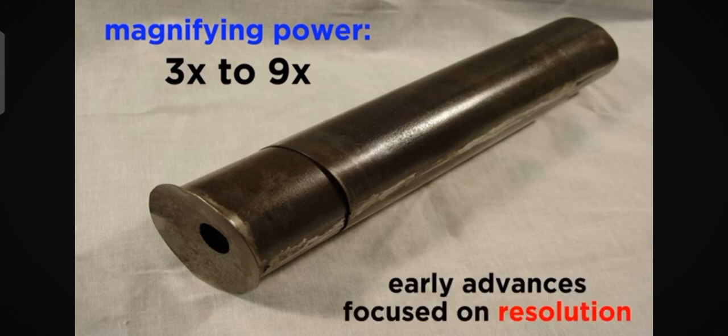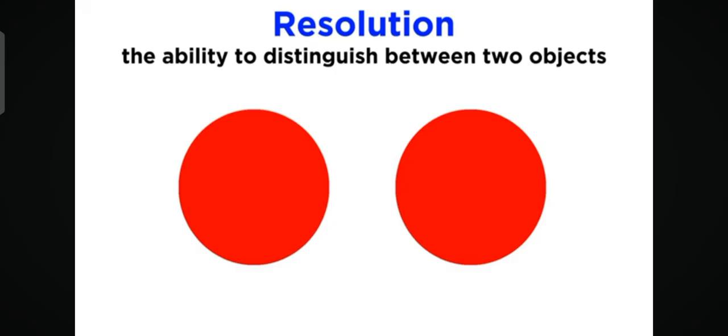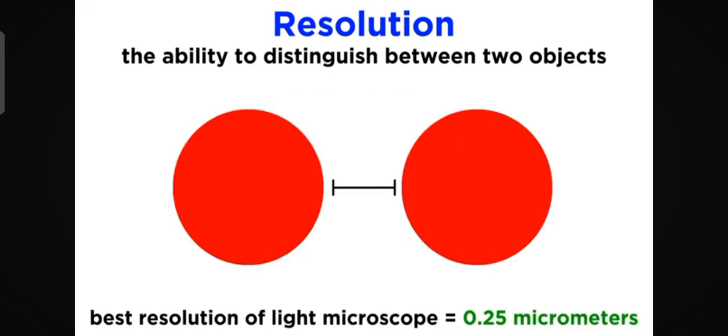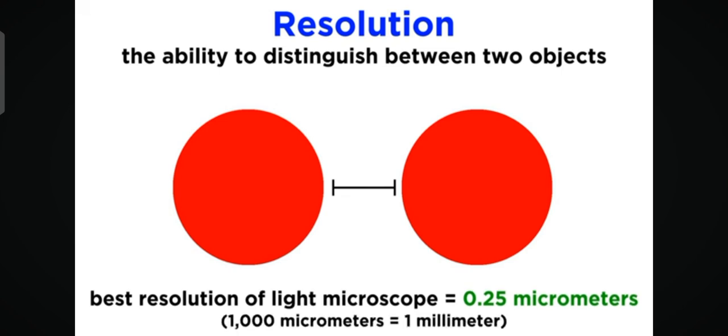Early advances in microscopy after the invention of the first compound microscope revolved around the aim of producing better resolution, as improving magnification was not as tricky. Resolution is the ability to distinguish between two objects as separate entities, as opposed to the objects appearing smudged together. For example, currently the best resolution of a light microscope is 0.25 micrometers, which means that two objects can be a quarter of a micrometer away from each other without blurring together. As a point of reference, 1,000 micrometers make up 1 millimeter, which are the smallest lines on a standard ruler.